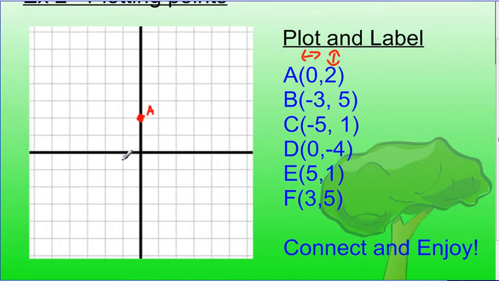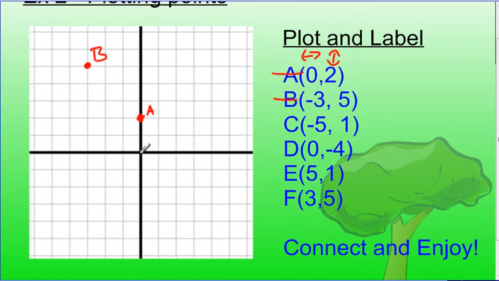Letter B, you go sideways to negative 3: negative 1, negative 2, negative 3, up and down to positive 5: 1, 2, 3, 4, 5. Right there is B. Okay, so done.